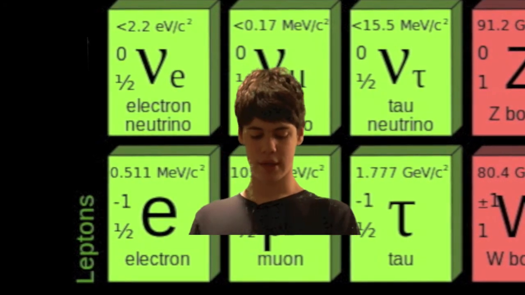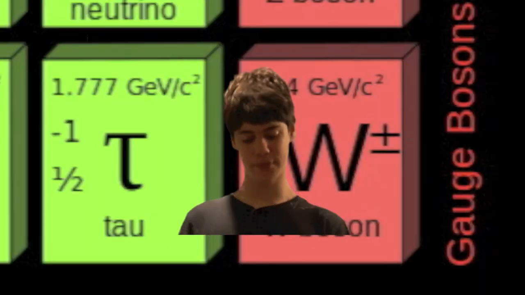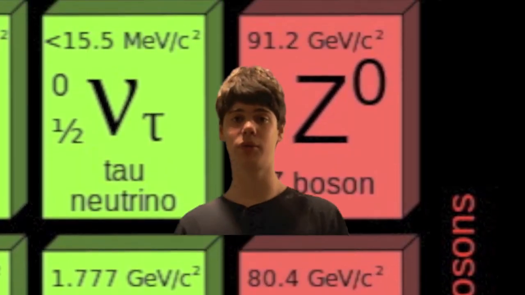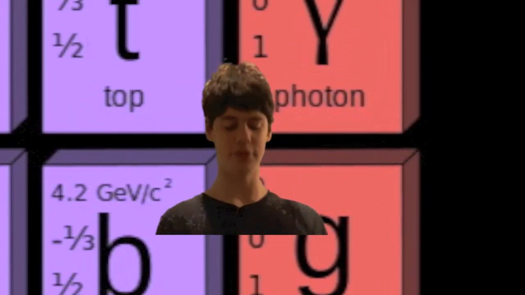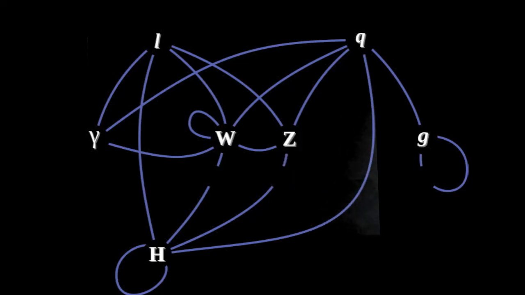And so then we can get on to the bosons. Now, you have photon, gluon, Z boson, W boson. I talked about these in the other videos. But if I step out of the frame for a moment, you can see how they all interact with each other.